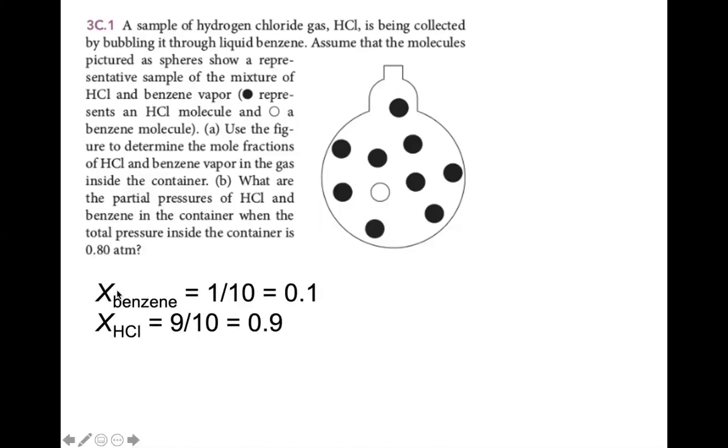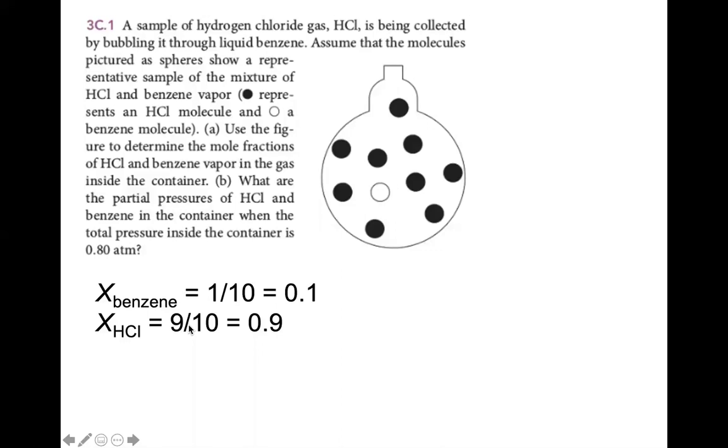If I think about the fractions present, there's a total of 10 particles. 1 out of the 10 was the open white sphere, which they're calling benzene. So the fraction of that would be 1/10 or 0.1. For the HCl, those were 9 out of 10, 90% of it. Most of the pressure is going to be coming from the HCl.